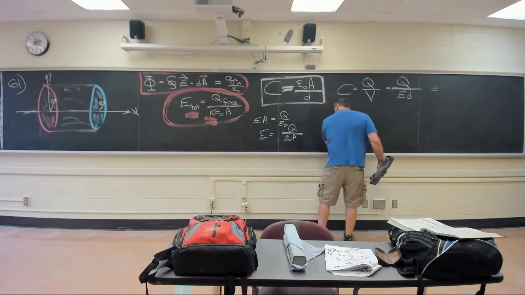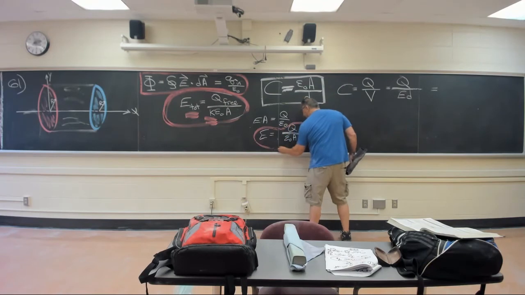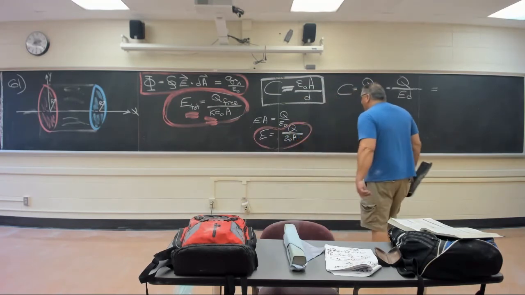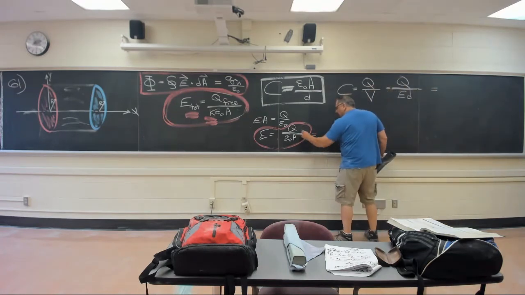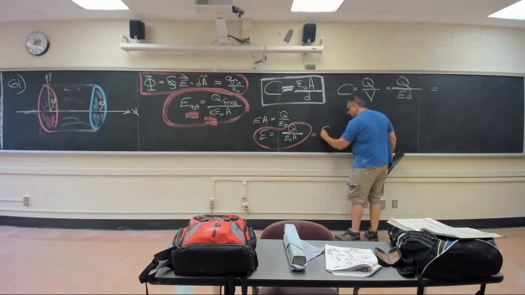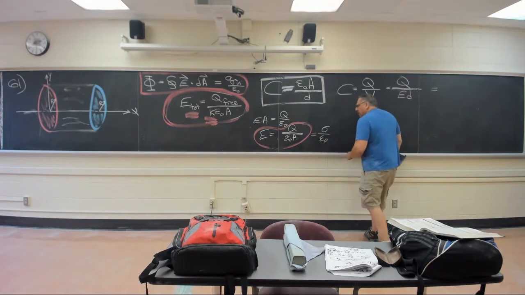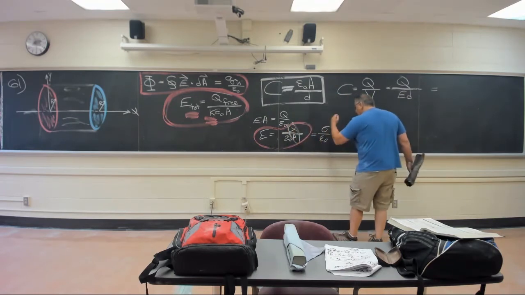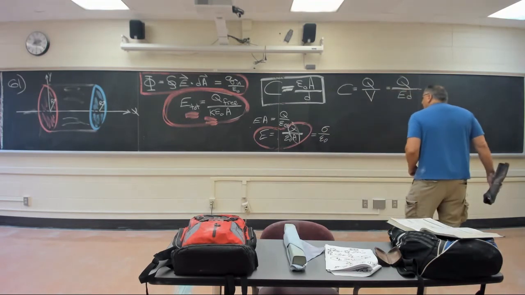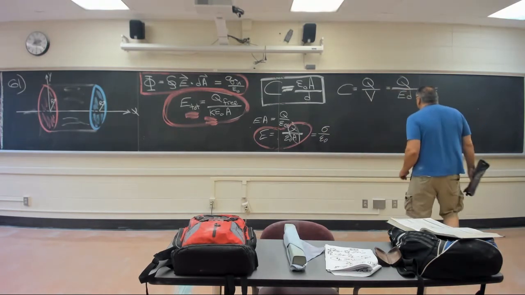So that's, all right, let's believe that for now. We can talk a little bit more in the future regarding this. Kind of interesting what that's all about. I mean, because Q divided by A is a sigma, area charge density. Q divided by A is sigma, so sigma over epsilon naught. Well, okay, neither here nor there.